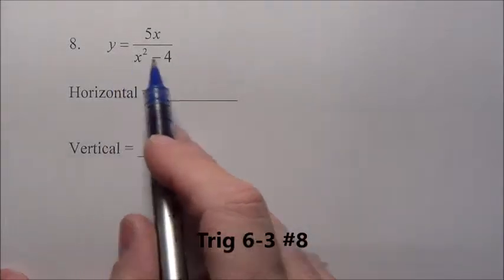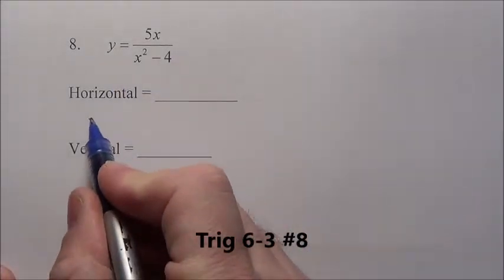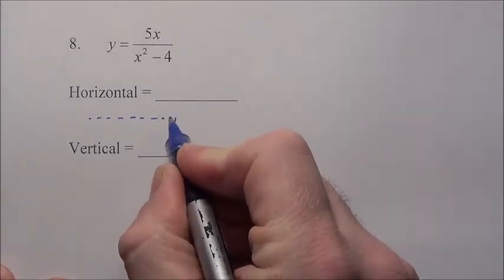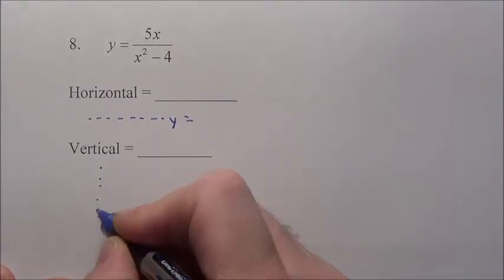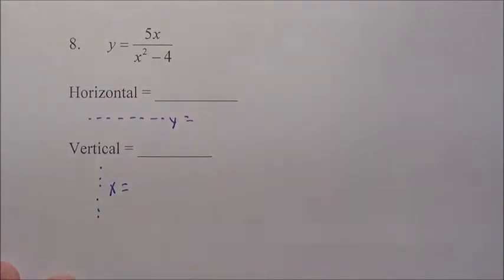Problem 8. We're given this equation, and it wants to know the horizontal asymptote. Now remember, horizontal goes like this, and it's always the equation y equals something. And what's the vertical asymptote? Again, that goes up and down like this, and that's always going to be the equation x equals something.